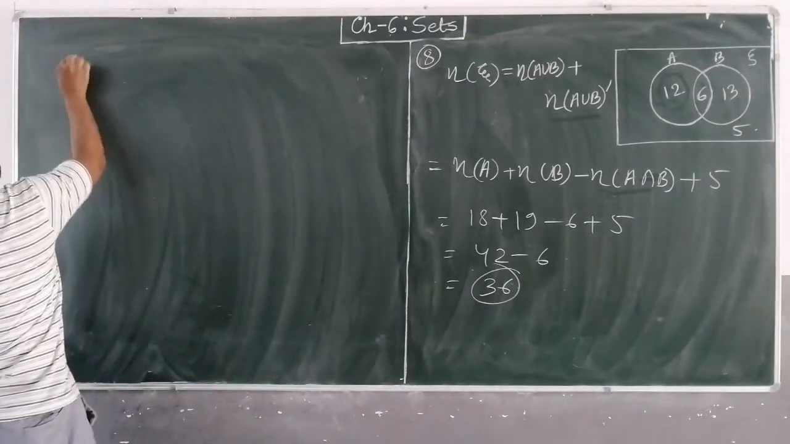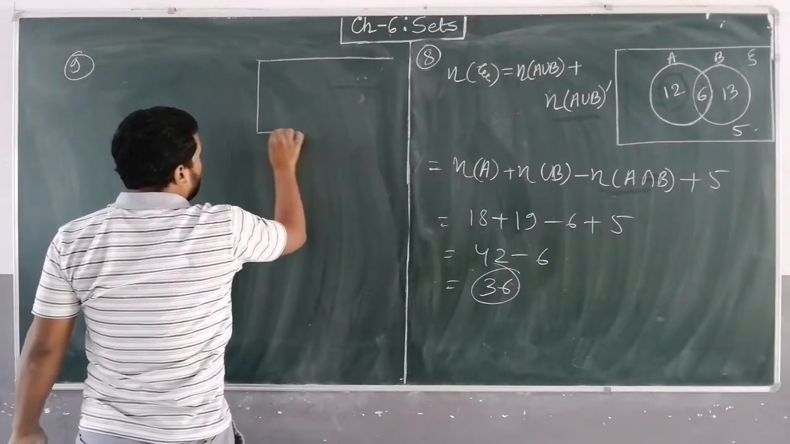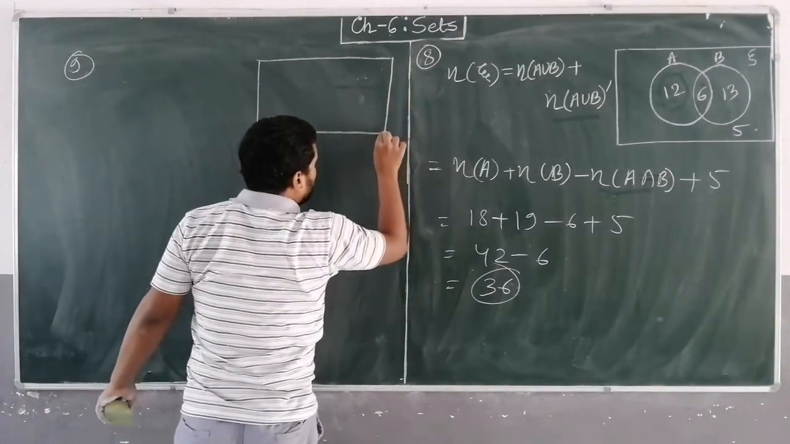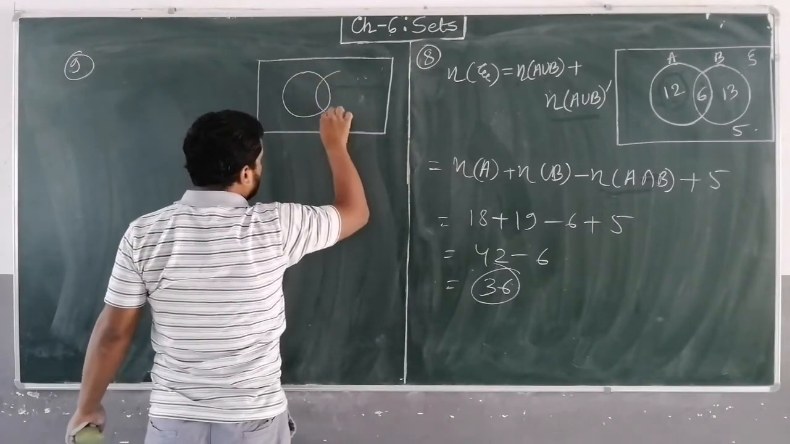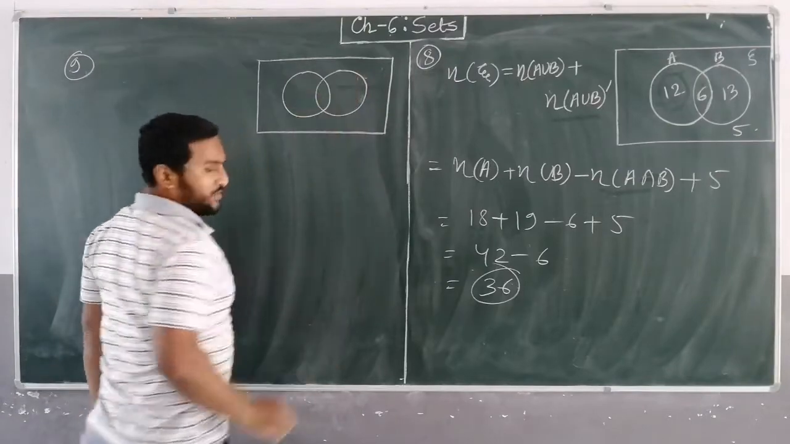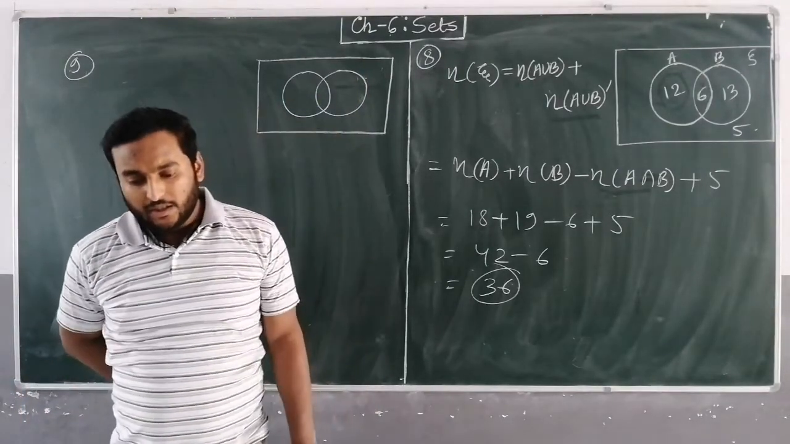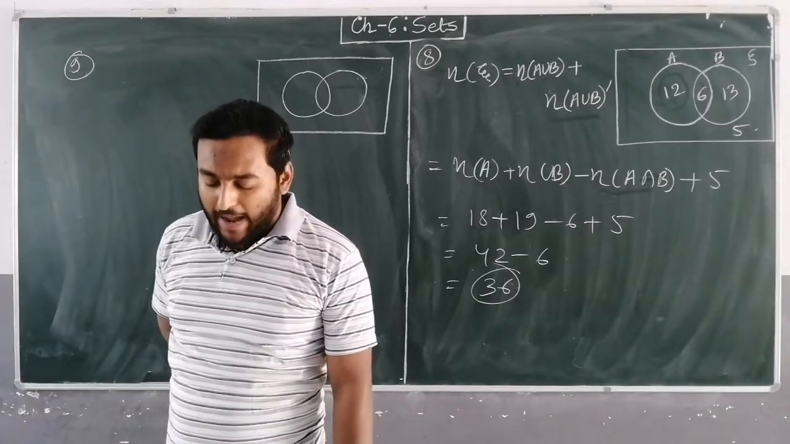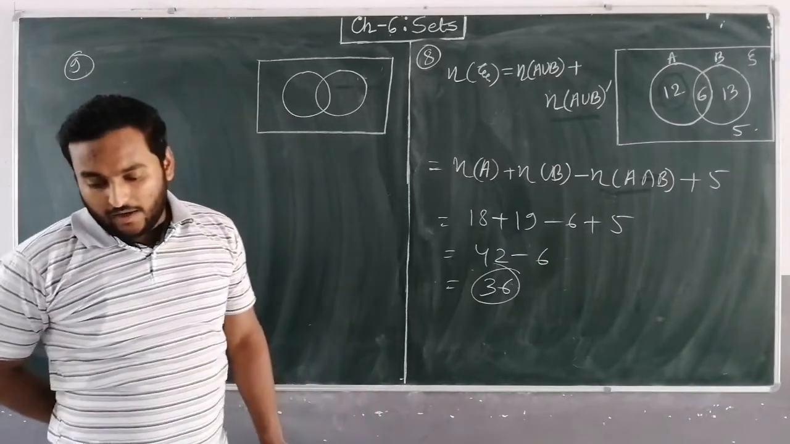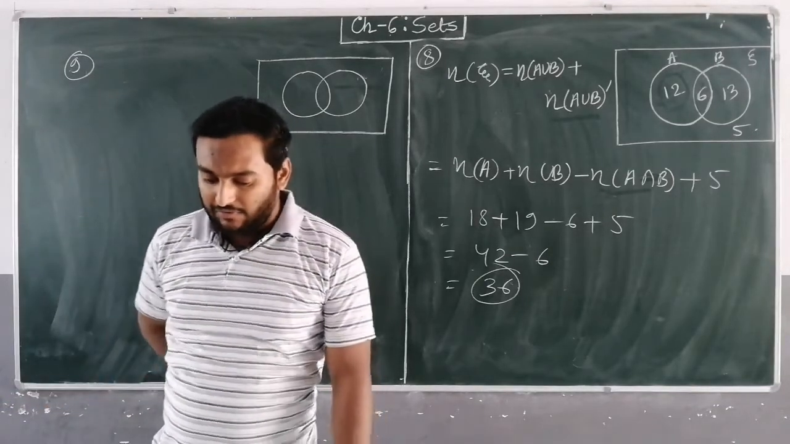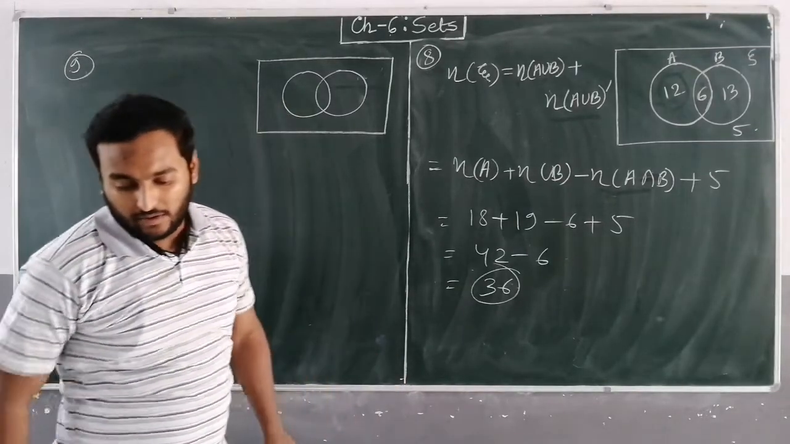Question number 9. Draw the Venn diagram, that will be easy to understand. Read the question very carefully in question number 9. 15 girls went for shopping. 10 girls bought bangles and 8 girls bought ribbons. If one girl did not buy anything, find the number of girls who bought the following things.